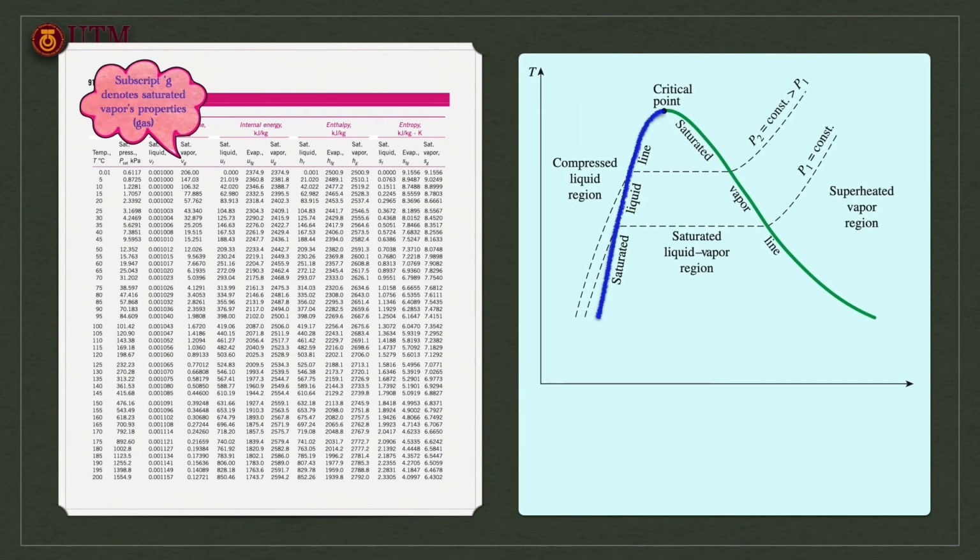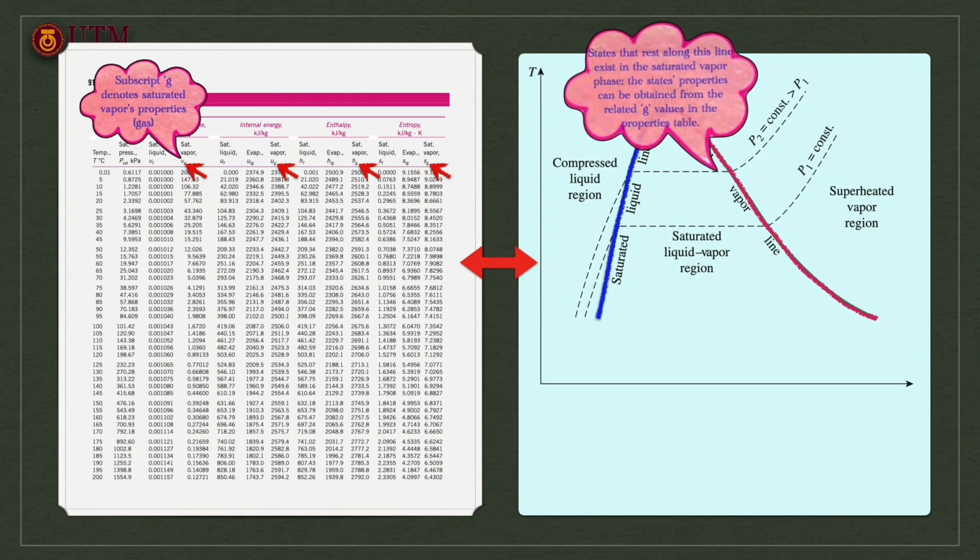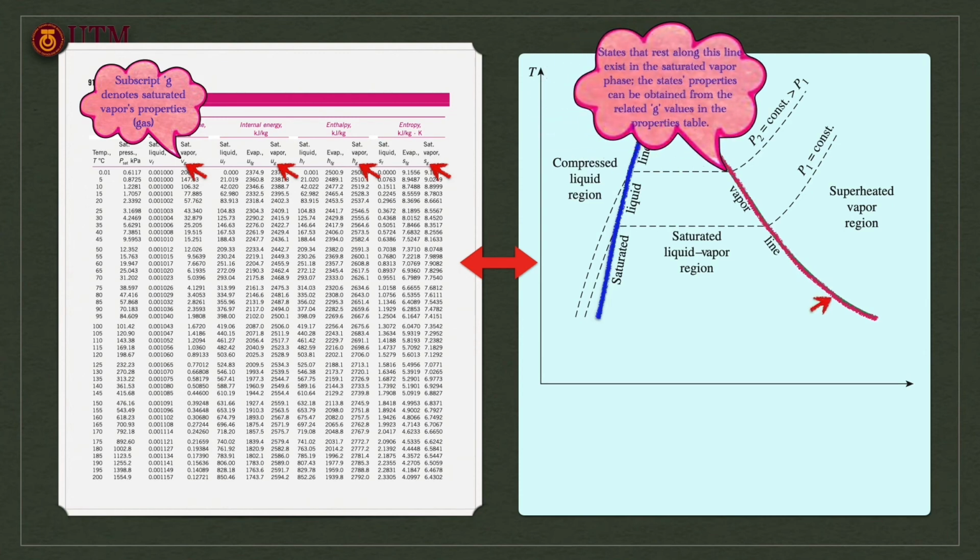The subscript g denotes the properties of saturated vapor. States that rest along the saturated vapor line exist in the saturated vapor phase. Therefore, the state's properties can be obtained from the related g values in the property table.